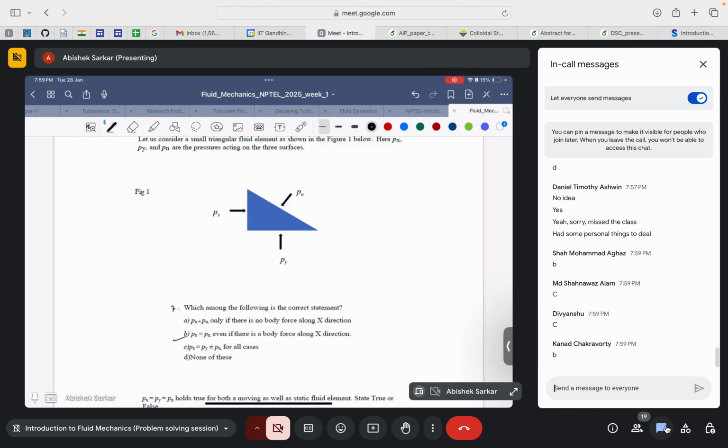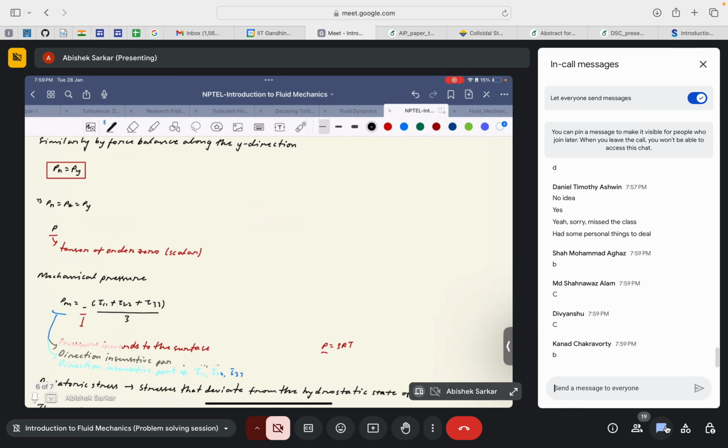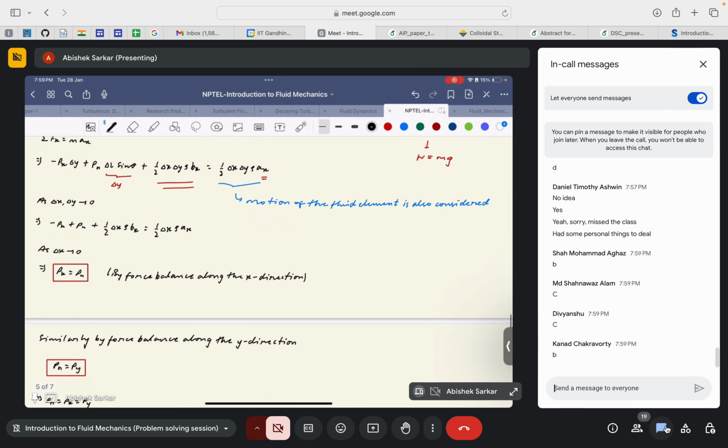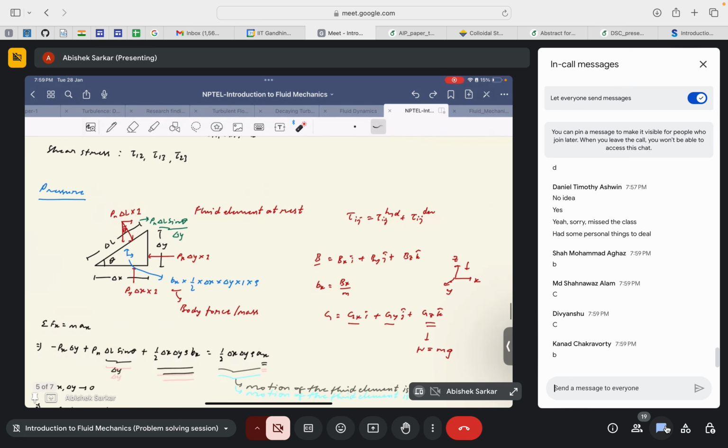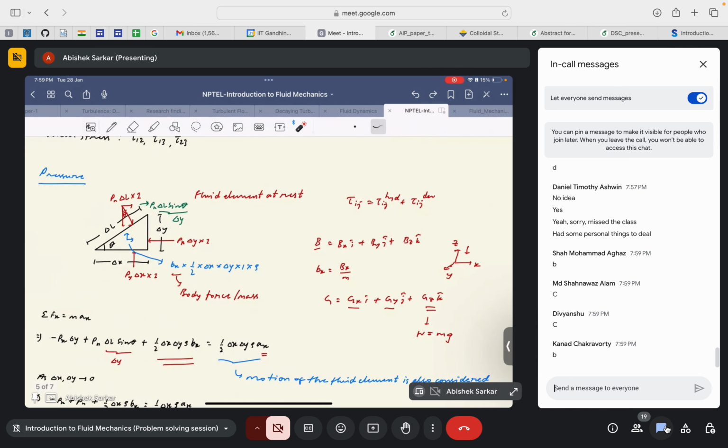B. Okay. So actually the correct answer is B. If we look back at the derivations, we obtained these expressions that Px equal to Pn and Py equal to Pn, and I told you that this is a generalized case. Here, if the fluid is at rest, then it is the generalized solution for this scenario.